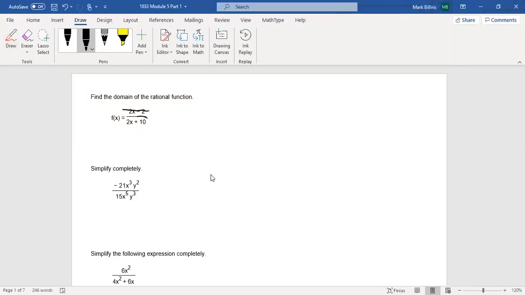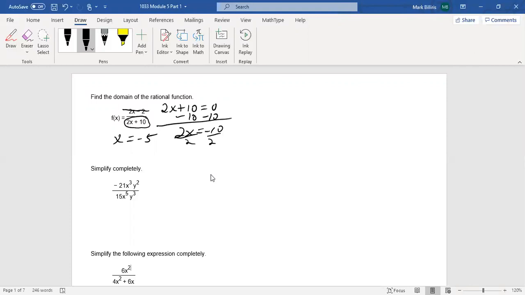So all we're going to do is focus on the denominator, since that's the only place where a restriction occurs. We simply set the denominator to 0 so we can find out which x value, or x values plural, would make our denominator 0. So now I'm going to solve for x. And x equals -5. So what does that mean? That means if we use -5, our denominator will become 0, which is undefined.